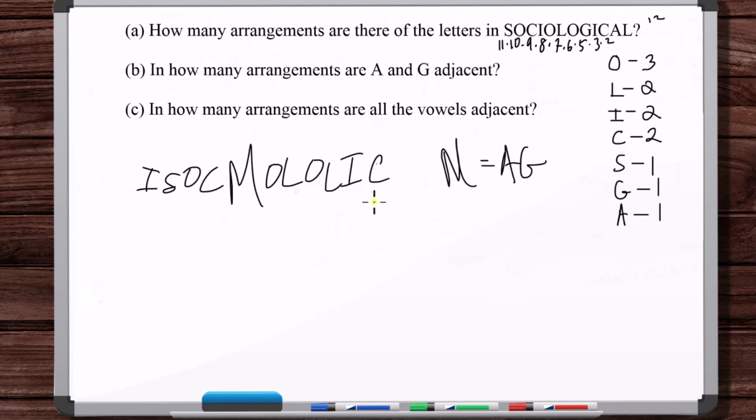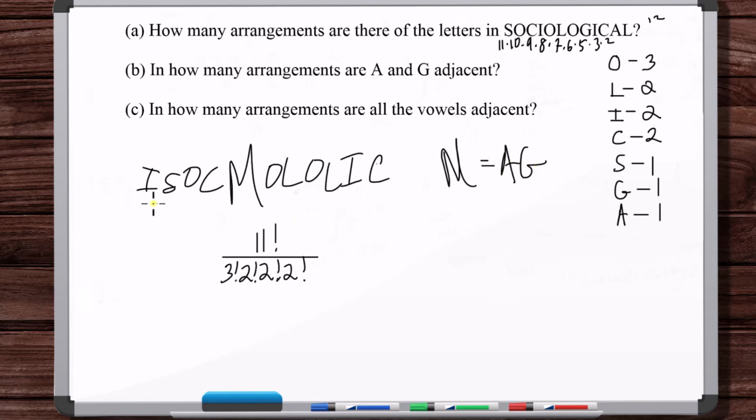Let's calculate the total number of arrangements of this word here. That's 1, 2, 3, 4, 5, 6, 7, 8, 9, 10, 11. That's 11 factorial over 3 factorial times 2 factorial times 2 factorial times 2 factorial. Now this doesn't care how the A and G are ordered, right? It's just this capital M here. But how do we account for if they're reordered?